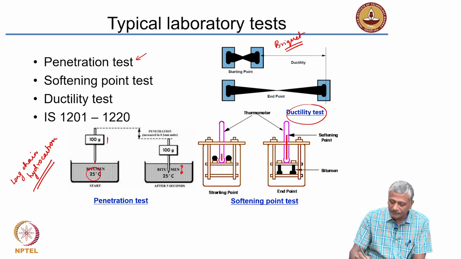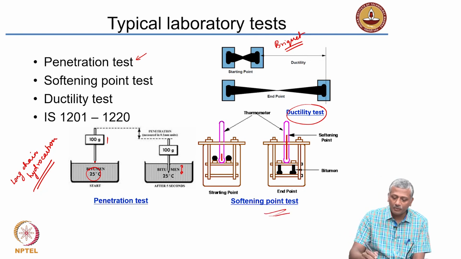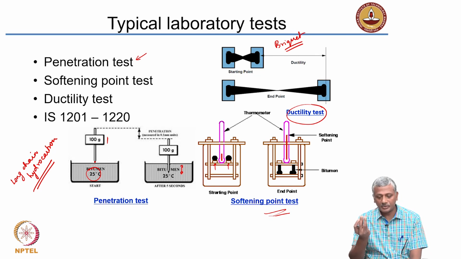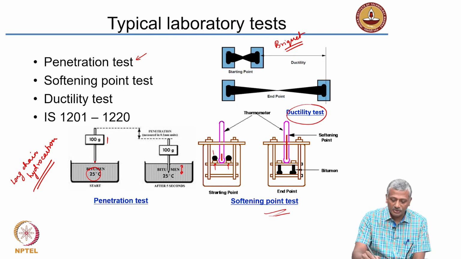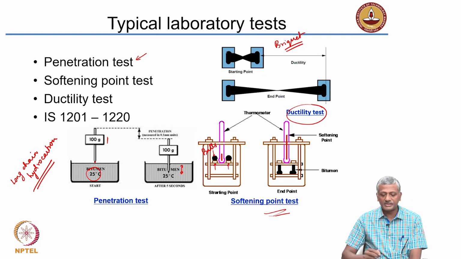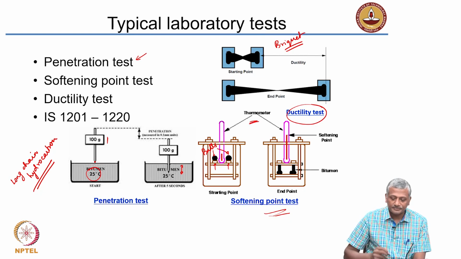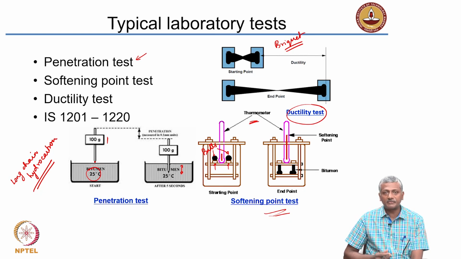Okay? And then you have the softening point test. Here what we are doing is, we have the asphalt sitting inside these two small cylindrical containers. Okay? It is almost like a film of asphalt, on top of which we put these steel balls. We put these steel balls on the top, and then we increase the temperature. A thermometer is there to measure the temperature. We increase the temperature of this entire setup.